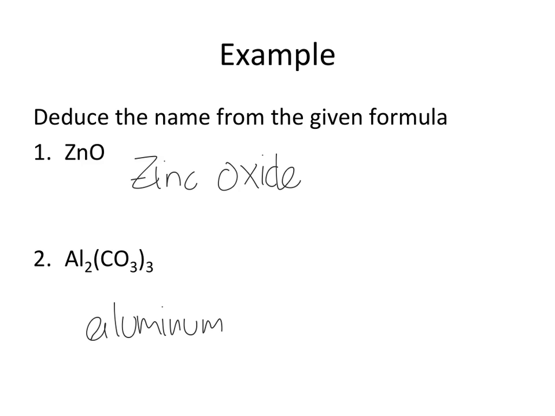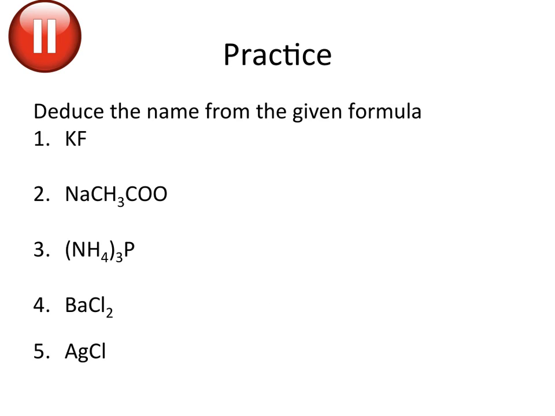And the second name is CO3, which is carbonate. Now remember, it's a polyatomic ion, so it's going to keep its ending of "ate." And that's it. So stop the video and practice these ones, and we'll come back with the answers. So go ahead and pause the video.